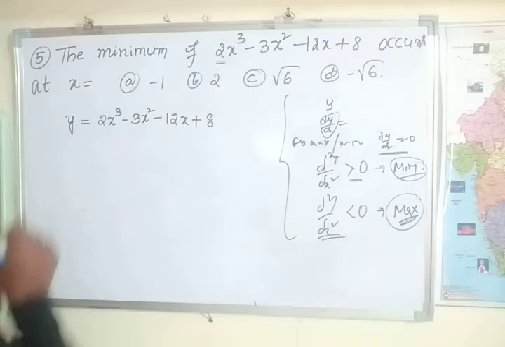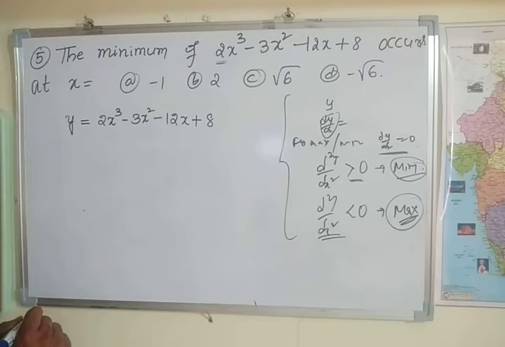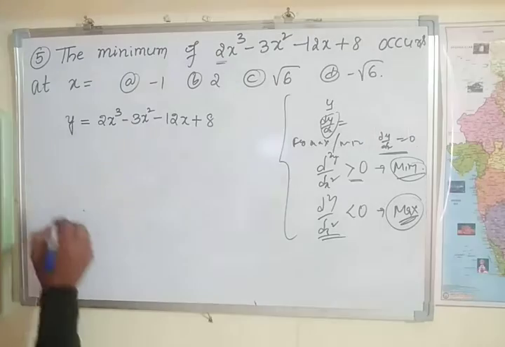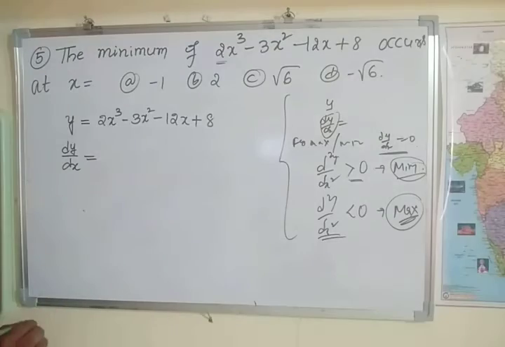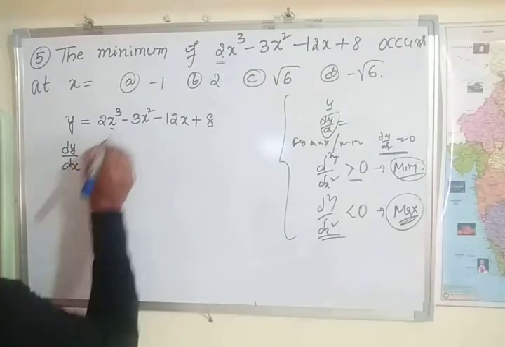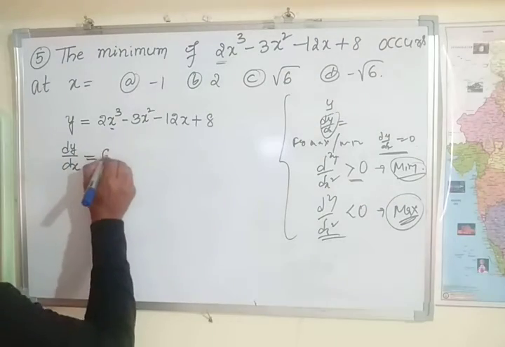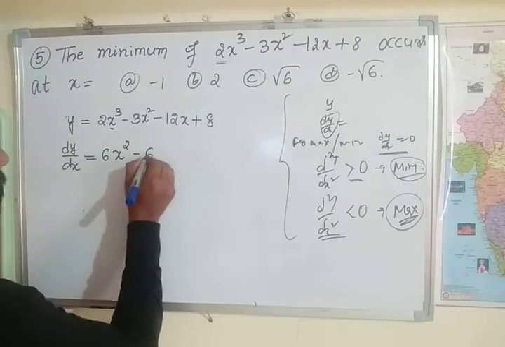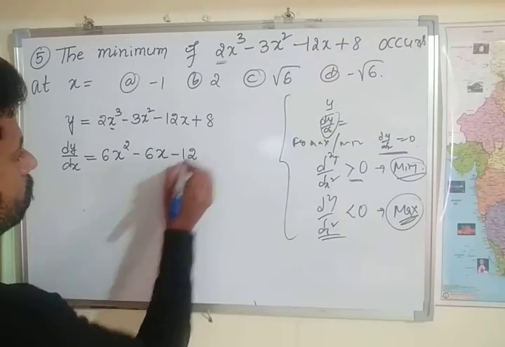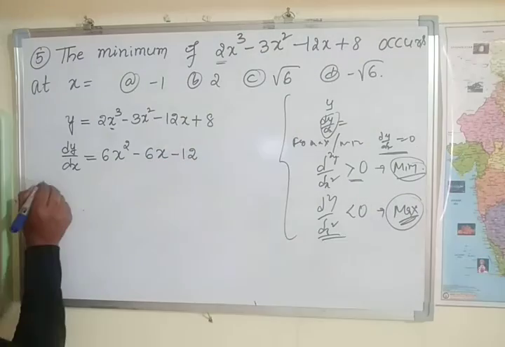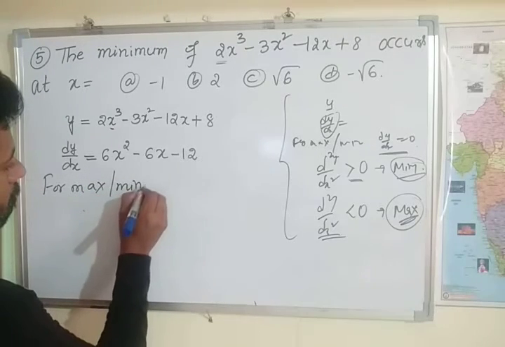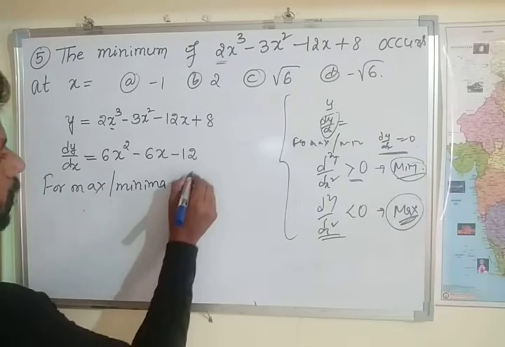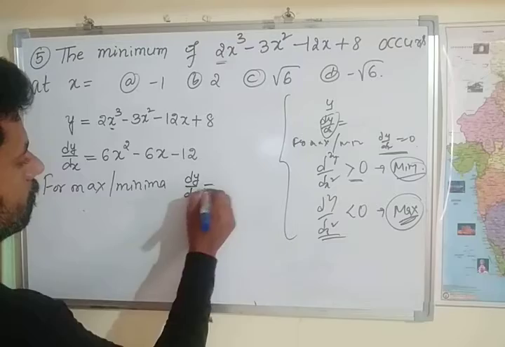Now we are using the function y is 2x cube minus 3x square minus 12x plus 8. We are going to find dy by dx, differentiating with respect to x on both sides. The derivative of x cube is 3x square, so 3 into 2 gives 6x square, minus 6x minus 12. Then for maxima or minima, dy by dx is equal to 0.